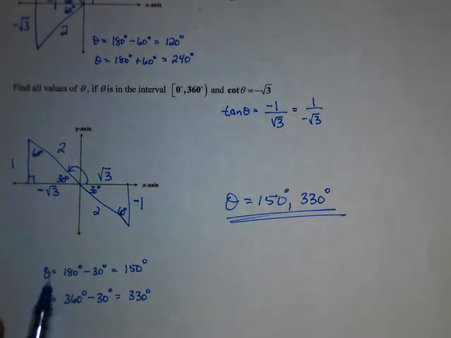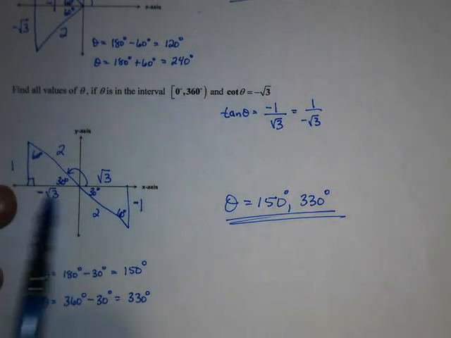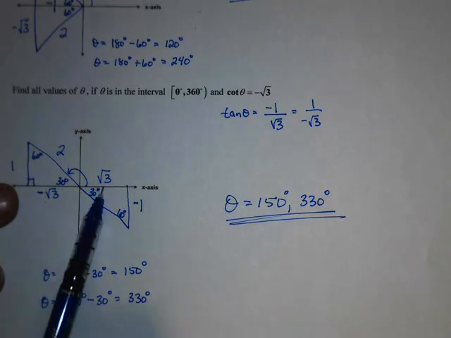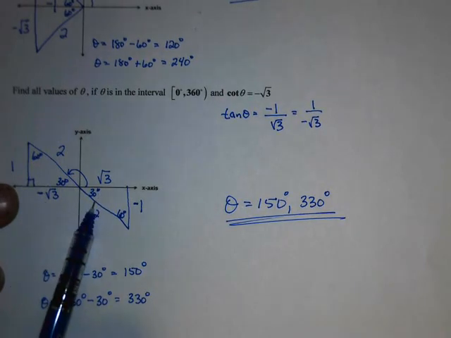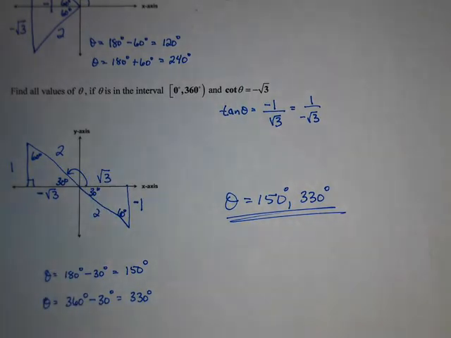And here was how we found our angles. Notice we're always using the x-axis, so it's going to be 180 minus, 180 plus, 360 minus, and in the first quadrant, it's going to be the same, the reference angle and the angle.